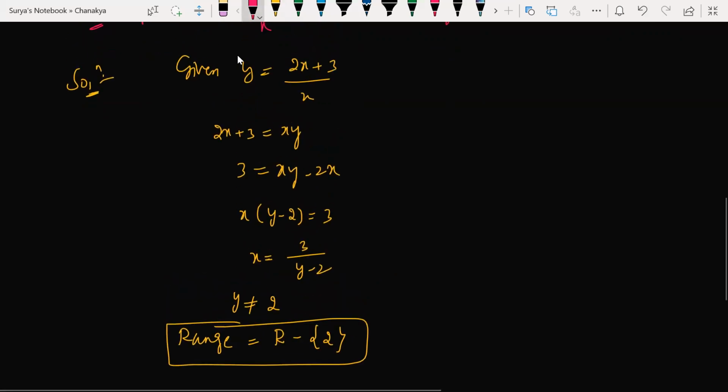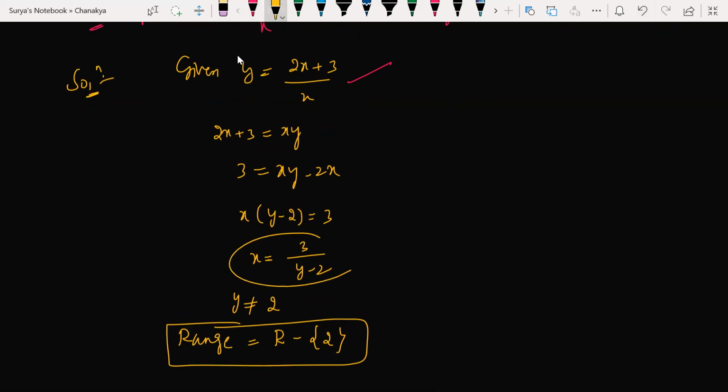Check. See here what I have done. This is the y function, I just wrote in terms of x like this. Here y cannot be equal to 2. Why? Because that y value makes the function undefined, since the denominator becomes 0 if I substitute that value. So except that particular value, everything comes under my range. Okay, this is the range.